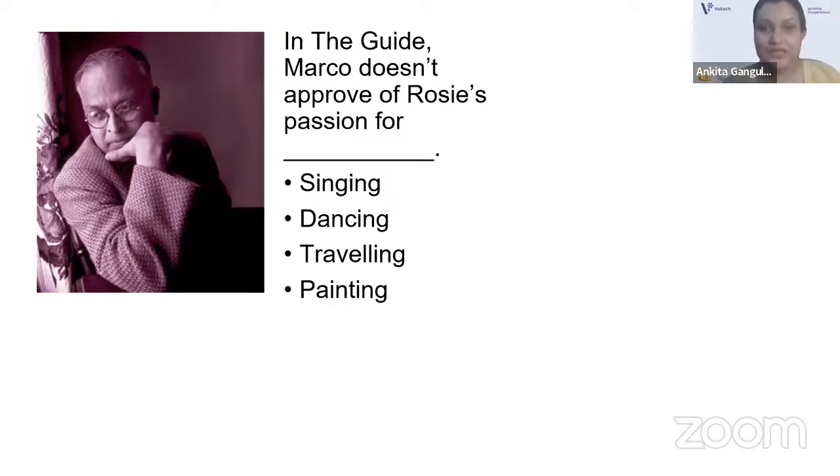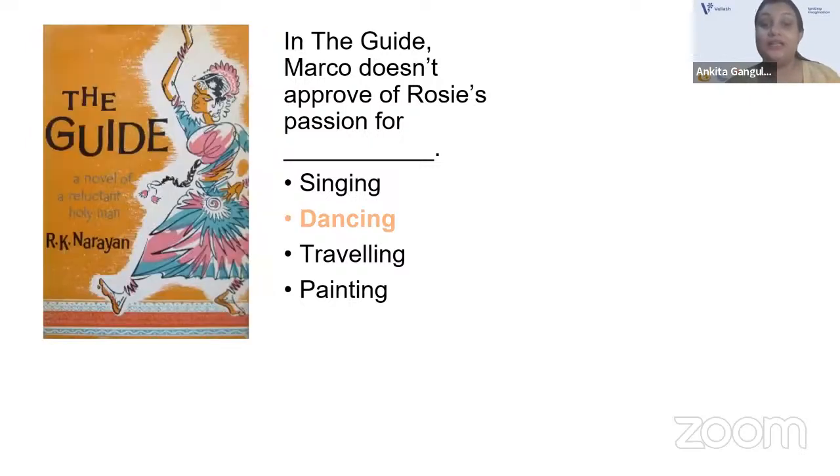In The Guide, Marco doesn't approve of Rosie's passion for what? Singing, dancing, traveling, or painting? The Guide is a novel by R.K. Narayan. And here we see the character of Rosie, who is very passionate about something. Her husband Marco doesn't support her dancing, but Raju supports her a lot, and she ends up becoming a very famous classical dancer. Nalini, yes.